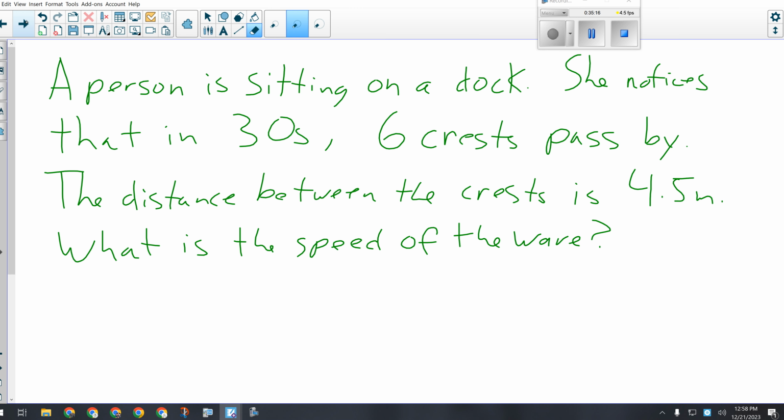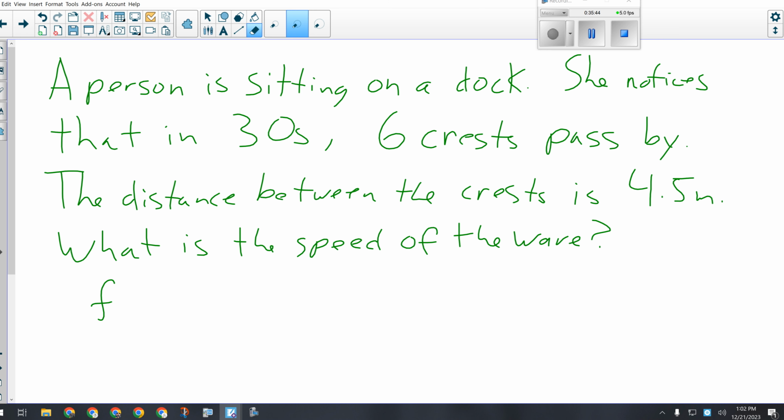Okay, try this one. A person sitting on a dock notices that in 30 seconds, 6 crests pass by. The distance between the crests is 4.5 meters. What is the speed of the waves? I'll give you a few minutes on that one. So 6 crests go by. How many waves go by? 5. So 5 waves in 30 seconds.